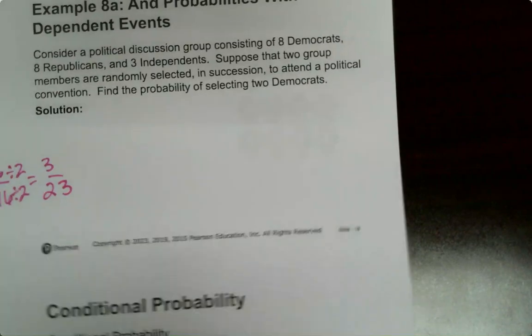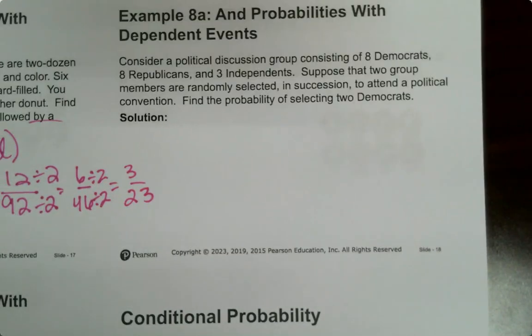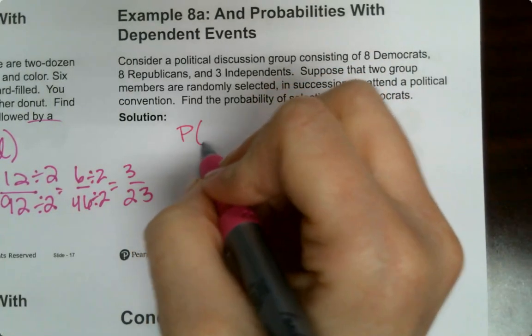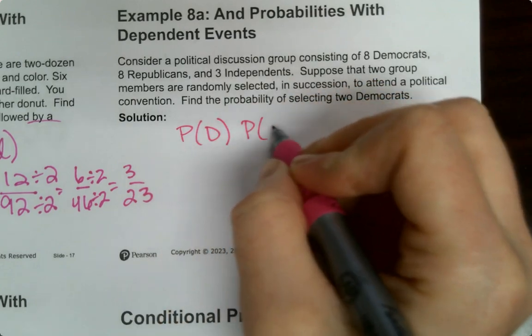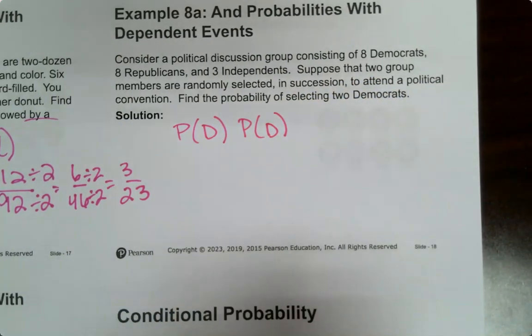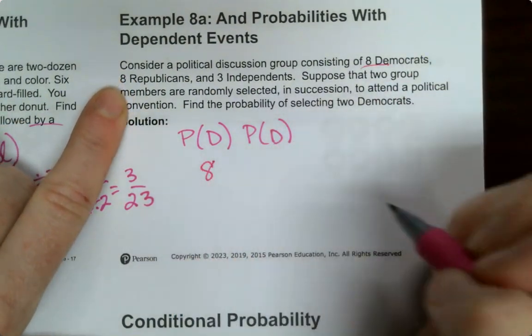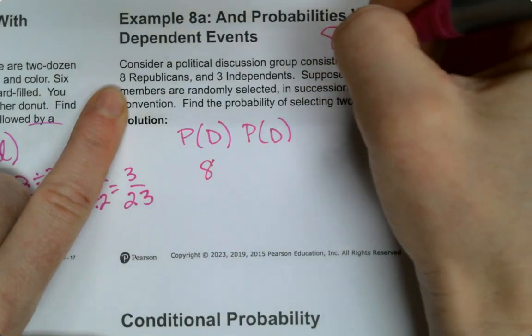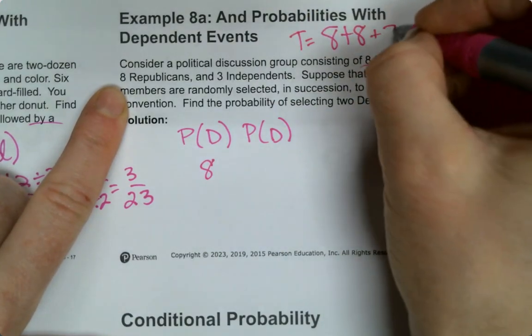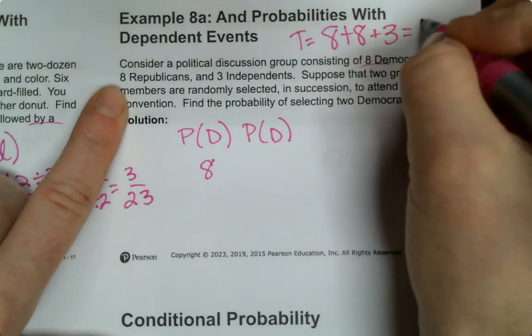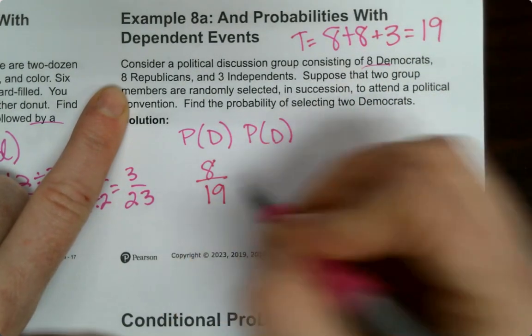All right, let's look at another example. Consider a political group consisting of 8 Democrats, 8 Republicans, and 3 independents. Suppose that 2 group members are randomly selected in succession to attend a convention. Find the probability of selecting 2 Democrats. Probability of Democrat, probability of Democrat. So probability of selecting a Democrat would be 8 out of the total of what? 8 plus 8 plus 3, 16 plus 3 more is 19. So 8 out of 19.